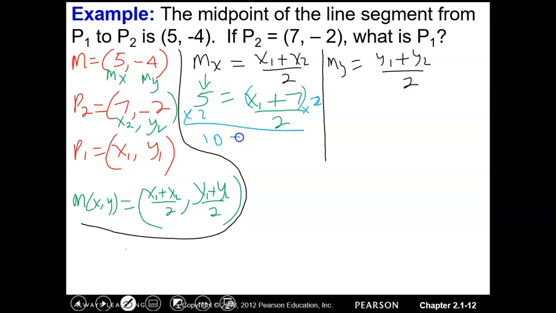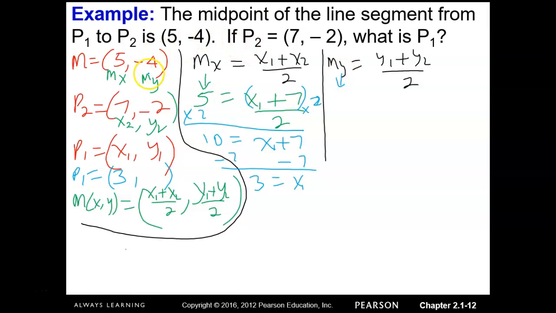So that gives us 10 equals x plus 7. And now we can subtract 7 from both sides. So 3 equals x. Sorry, this is x1. So we have x1 equals 3, because we're looking for P1 here. So we're going to do the same thing for y. The midpoint for y is negative 4. So substitute negative 4 equals y1 plus, and again y2 is negative 2.